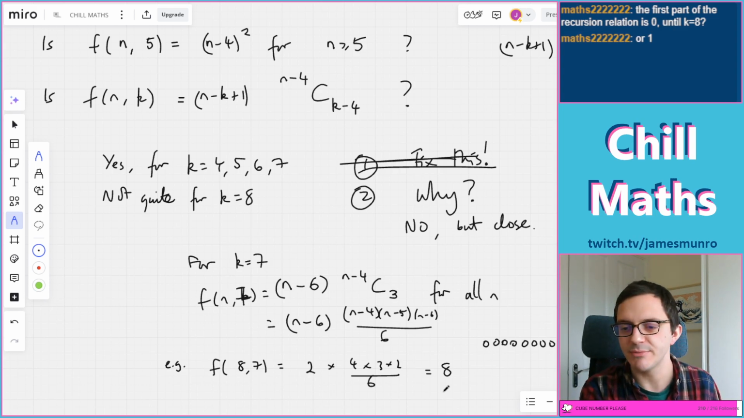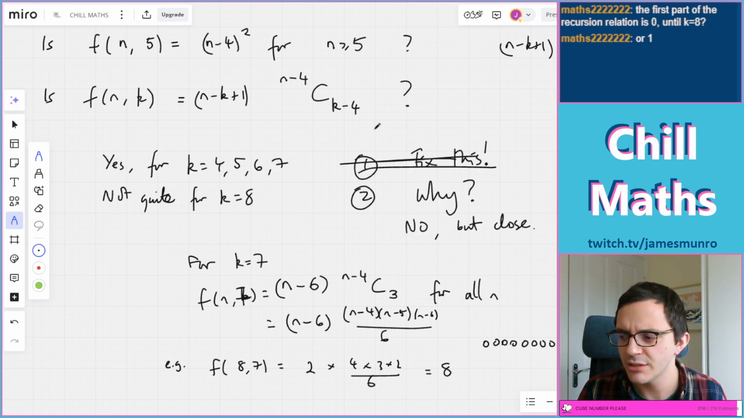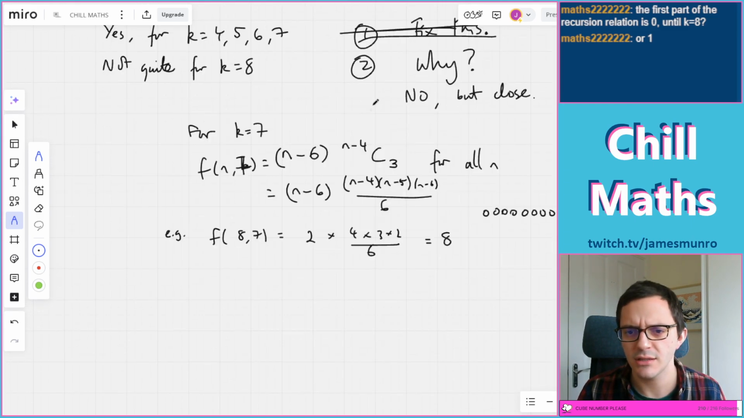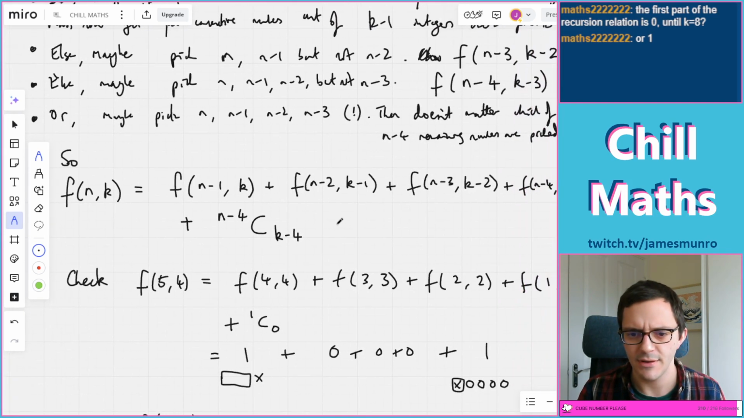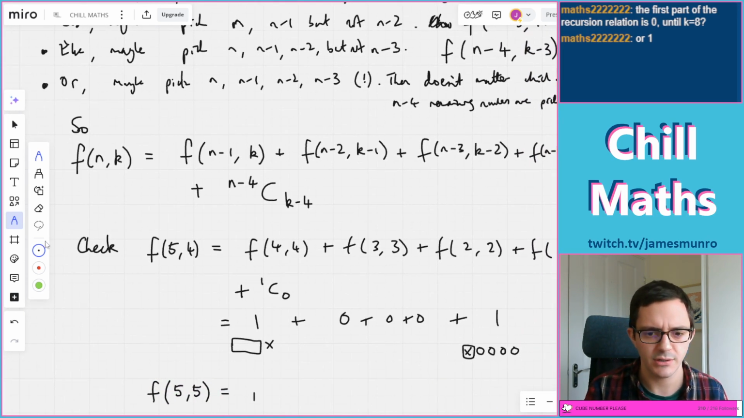Oh, the first part of the recursion relation. No, hang on. So my recursion relation involves an n minus 4 choose k minus 4, I think. Where's my recursion relation gone? Up here. Here it is. I'll put a pink box around it so I can find it faster.